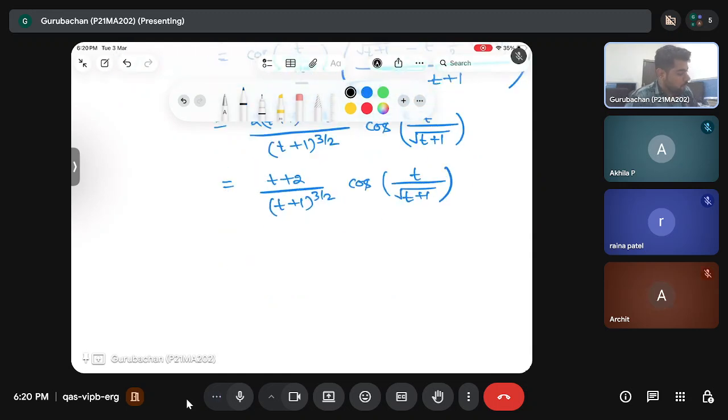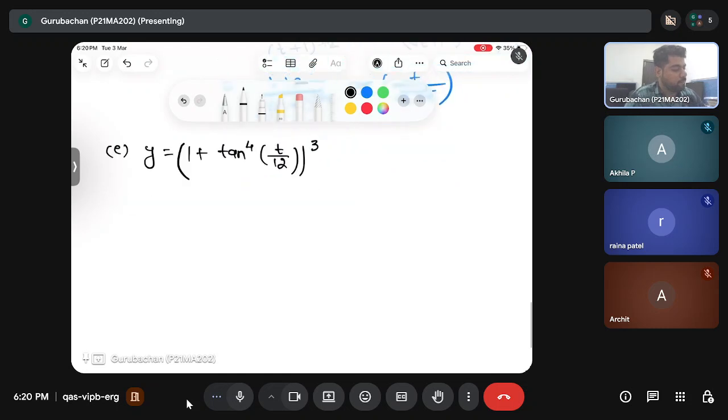Yes, sir. The last one in this question is tan to the power 4 of t by 12, the whole cube. Try this one. Okay, tell me how we should do it.